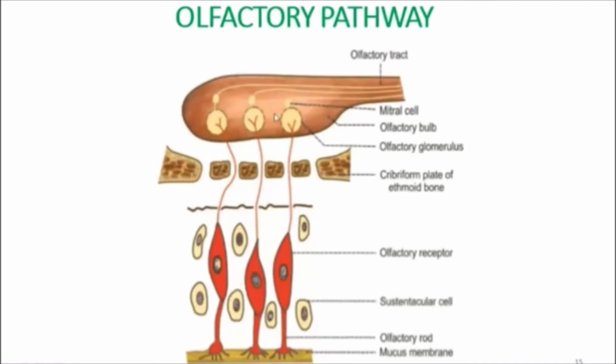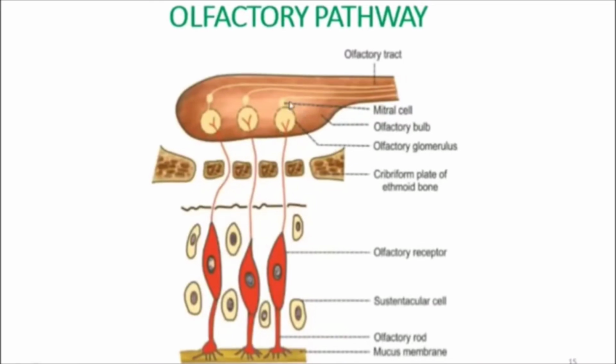And what happens here? The axons synapse in the olfactory bulb with the dendrites of the mitral cells. You can see the yellow colored part in the olfactory bulb. That is a mitral cell. The axons of the olfactory receptor cells pierce the cribriform plate of the ethmoid bone, reach the olfactory bulb, and synapse with the dendrites of the mitral cell.